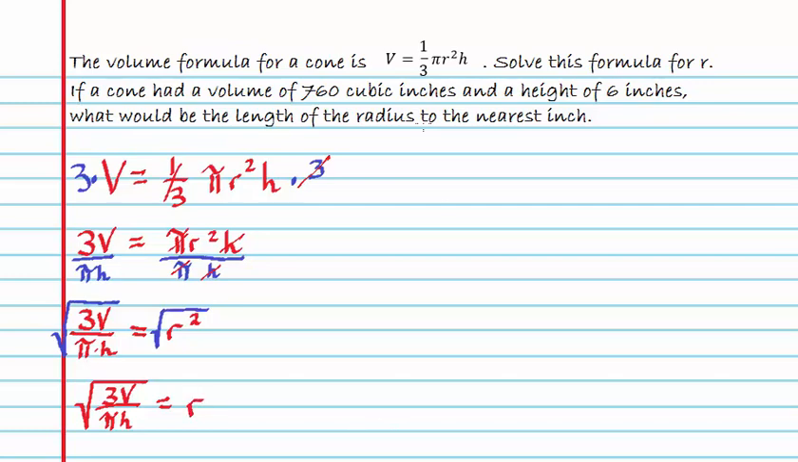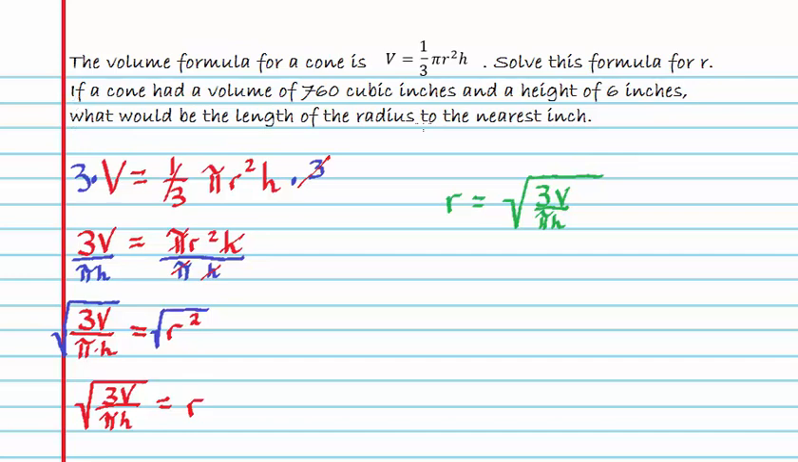So in green, to the right, I'm going to rewrite my equation in terms of r. It's r equals the square root of 3v over pi h. So that is the equation in terms of r. This is my volume equation, but in terms of r. So now the second part should be pretty easy.